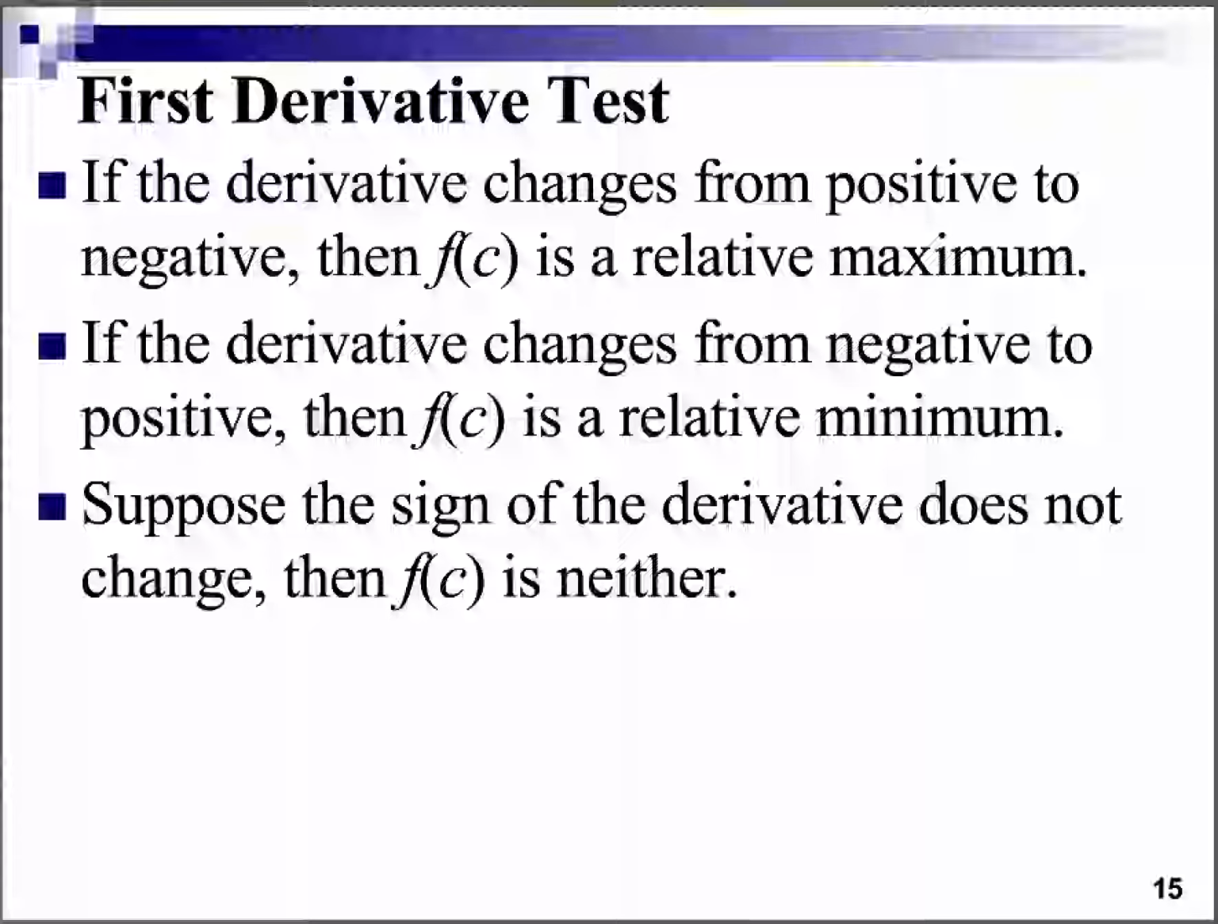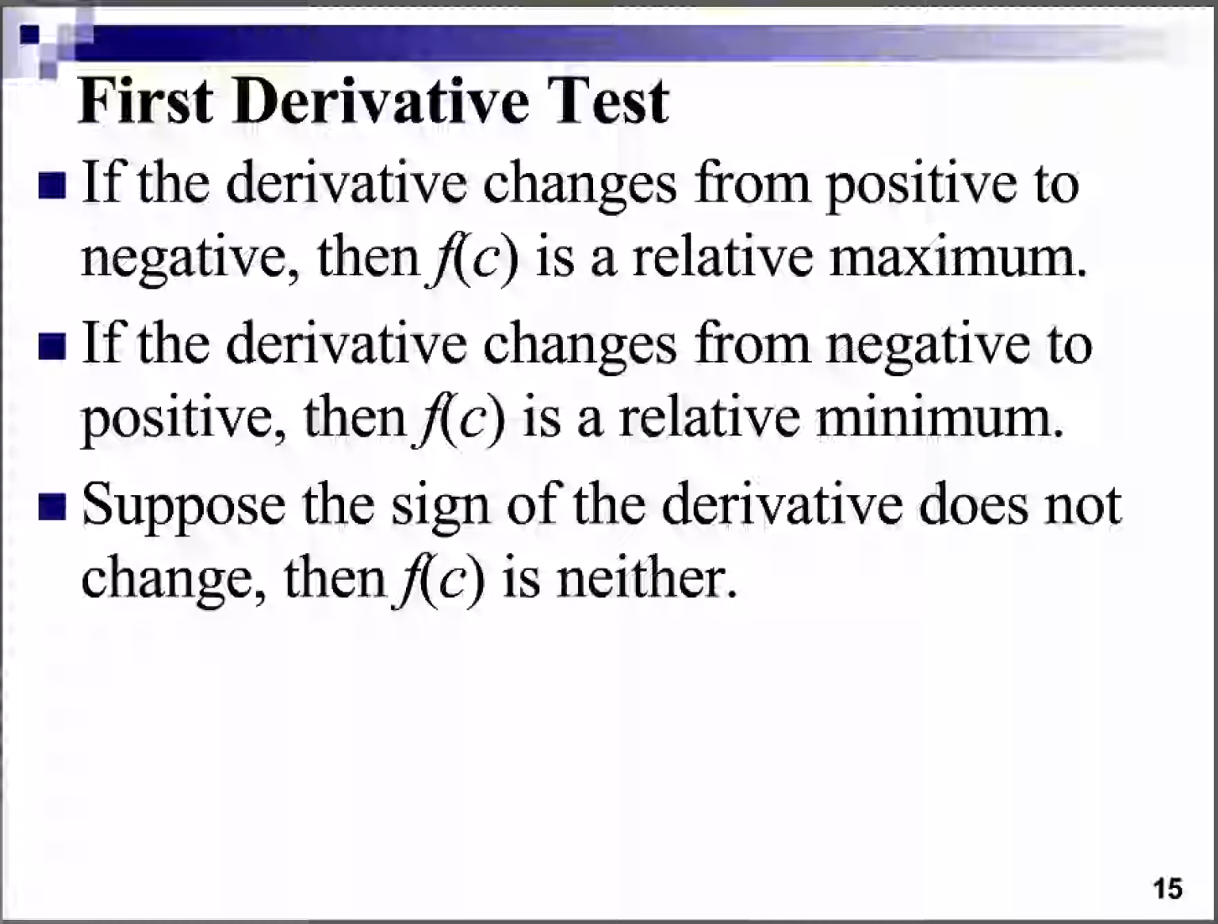So in order to know whether or not you have a relative maximum or relative minimum, or maybe neither of those two situations, we have what's called the first derivative test. So the title tells you what you're doing. You're using the derivative to test what's happening at a critical point. And there's three basic conditions that can happen.